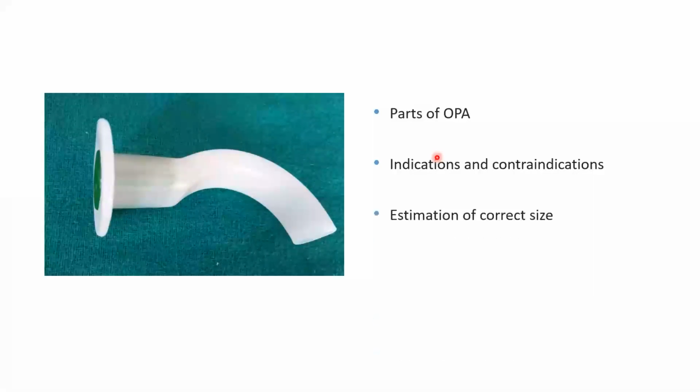All right. So how would you estimate the correct size of this? So we measure the size from the tragus, from the external ala of the nose to the... Oh, that will be for the nasopharyngeal airway. And this is the oropharyngeal. Angle of mouth to the tragus. Angle of the mouth to the tragus, angle of the mandible.